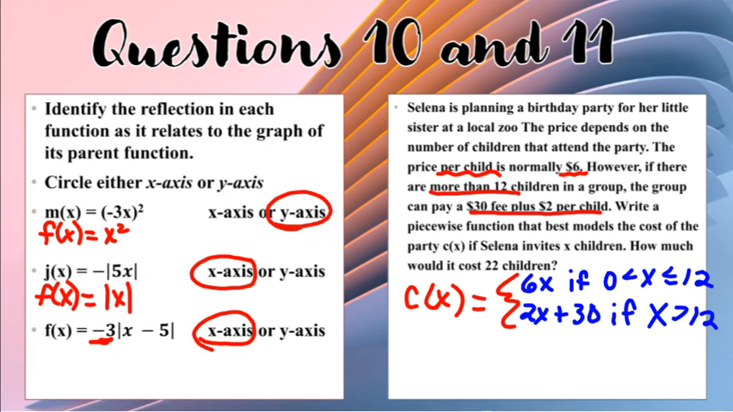Now the second question says, how much would it cost for 22 children? So for this, I have to look at my domain. So that's in this column here. 22 is not between 0 and 12. It's greater than 12. So I'm going to use this equation right here. So I'm going to put 2 times 22, then add 30, and that will give me the cost for 22 children. 2 times 22 would be 44. 44 plus 30 would give you a total of $74.